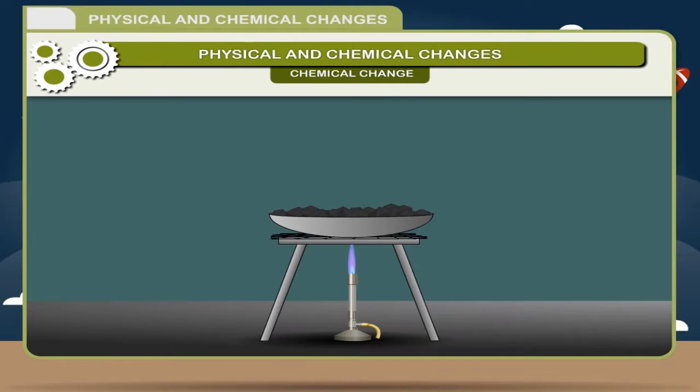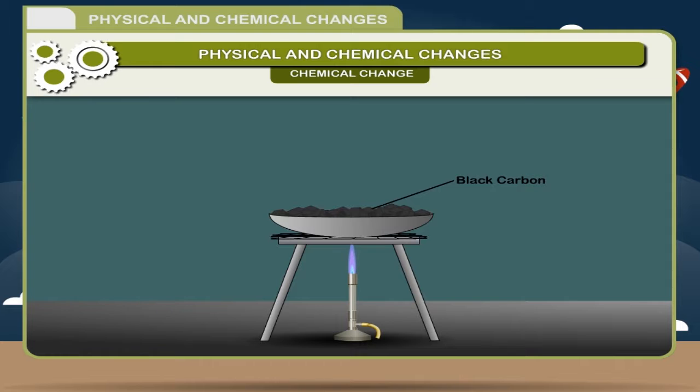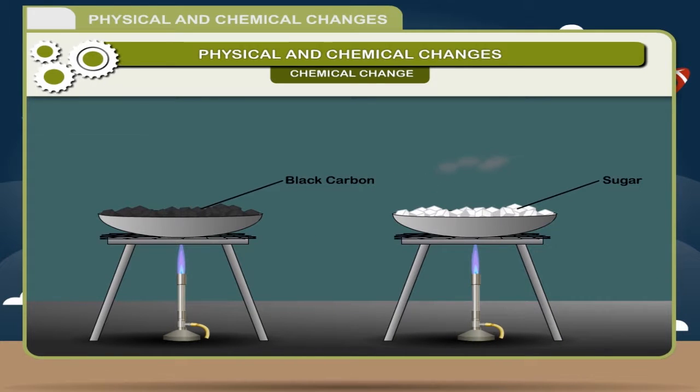Why? When you heated sugar, it decomposed, forming carbon and water. What you saw in the china dish later was black carbon and not sugar. Since carbon has totally different properties as compared to sugar, it did not taste sweet like sugar.